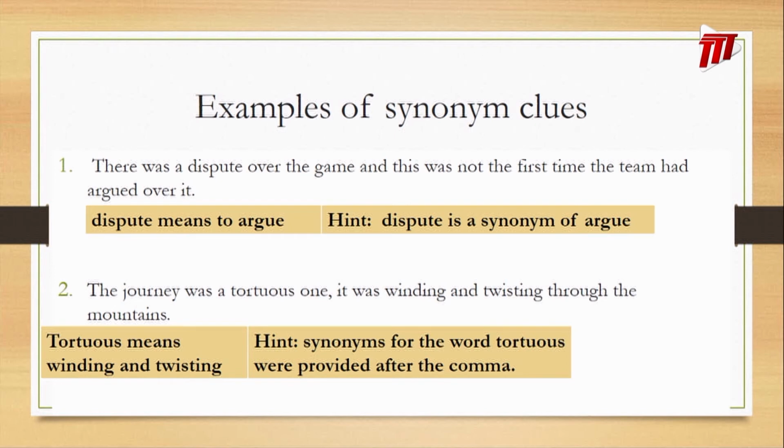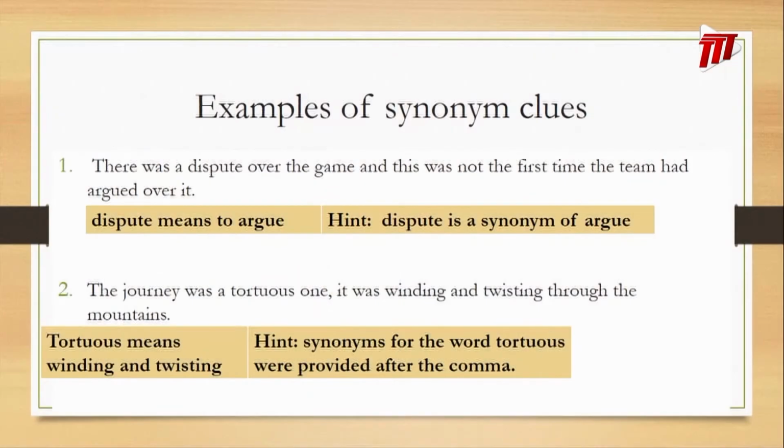There was a dispute over the game, and this was not the first time the team had argued over it. In reading the sentence, we know that there was a game, and in the game, there is a dispute. What does dispute mean? Also in the sentence, we see that it was not the first time the team had argued. So here, we can infer that dispute means to argue. Dispute is a synonym of the word argue.